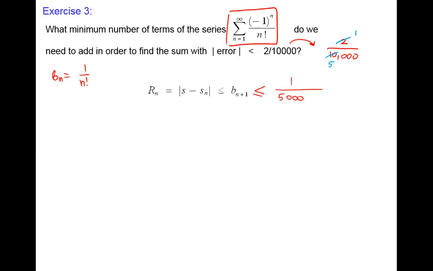Okay, let's look at the term that has a value less than 1 over 5,000. Let me write my b sub n over there. Okay, b sub 1 is just 1. Of course, much, much bigger than 1 over 5,000. B sub 2 is 1 over 2 factorial, and 1 over 2 factorial is 1 over 2.